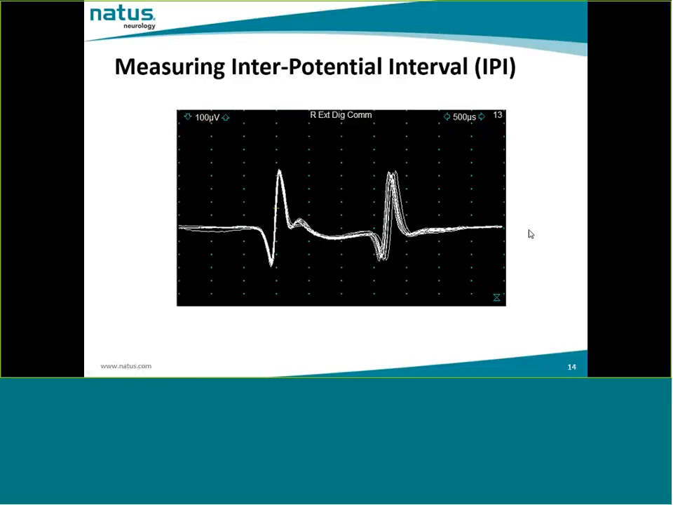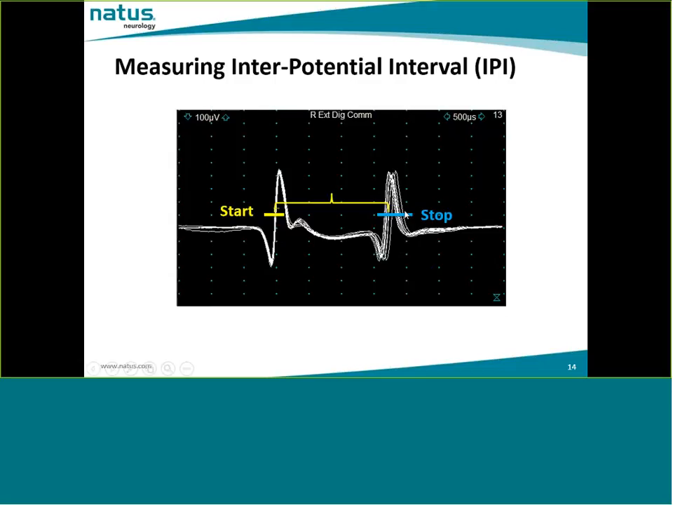To measure the interpotential interval, we place so-called windows on the traces. Here is the first window, which is often called the start window, and it's placed on the first potential. Then we place the so-called stop window on the second potential. When the signal crosses the first window, we start measuring time. When the signal crosses the second window, we stop measuring the time. And the time measurement is the interpotential interval.